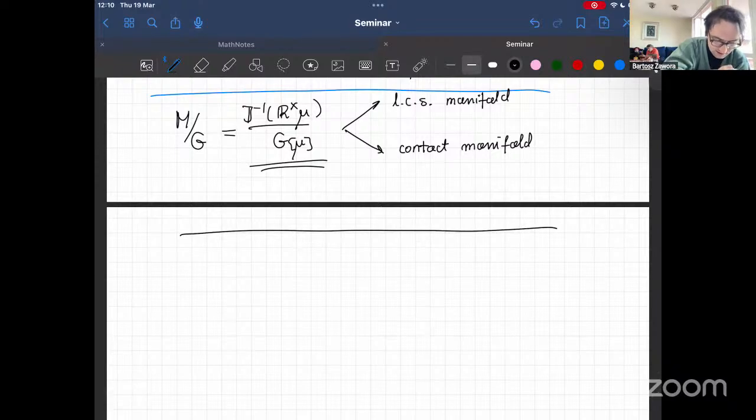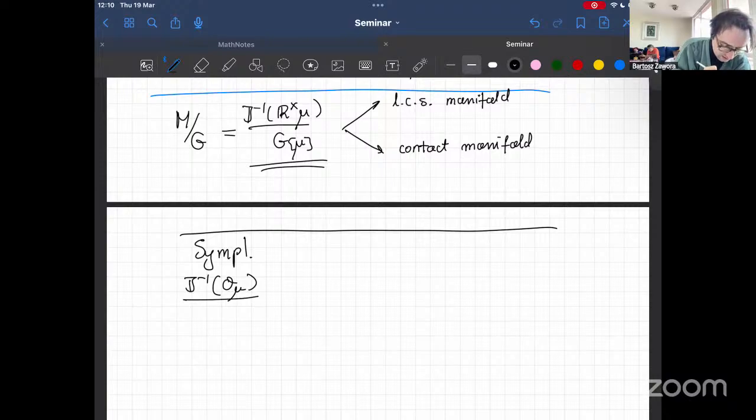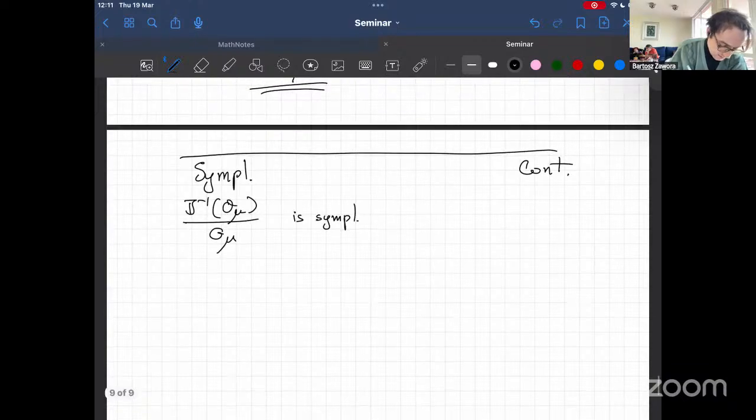Although the next steps are, first of all, since in a symplectic setting we have that if we take the pre-image of the adjoint orbit and we divide by G mu, it is also symplectic. So one can also try to prove this analogous theorem in a contact setting.